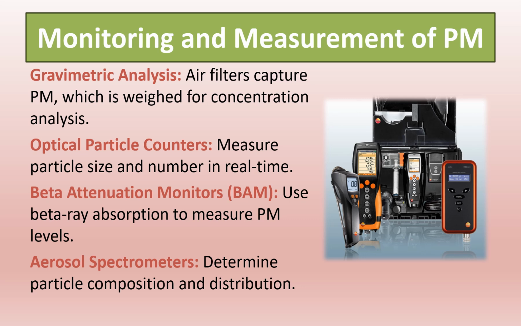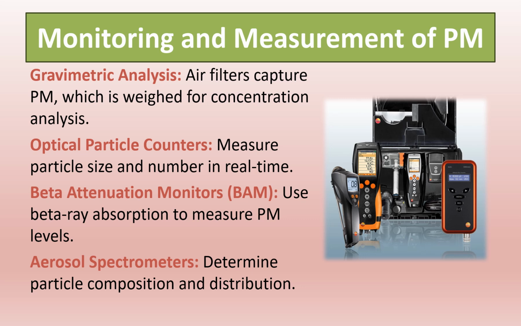Finally, aerosol spectrometers help determine the particle composition and distribution of PM, allowing scientists to analyze the types of particles present in the air. Finally, PM contamination damages ecosystems. It affects soil, water, and plant growth, disrupting habitats and food chains.